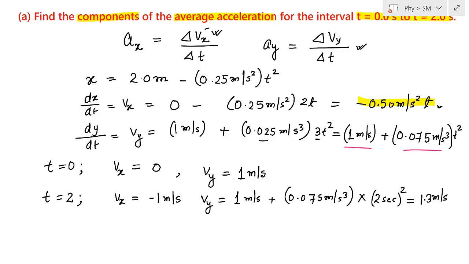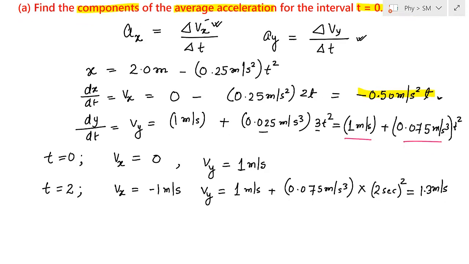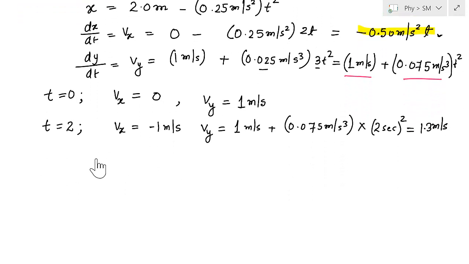So now I know Vx and Vy corresponding to t equals 0 and t equals 2 seconds. I can calculate acceleration, that is average acceleration. So this is V2 minus V1 divided by T2 minus T1, that is delta V divided by delta T, in the x direction. So what is the velocity in the x direction at 2 seconds? So this is minus 1 meter per second. What is V1? So this value is 0 meter per second.